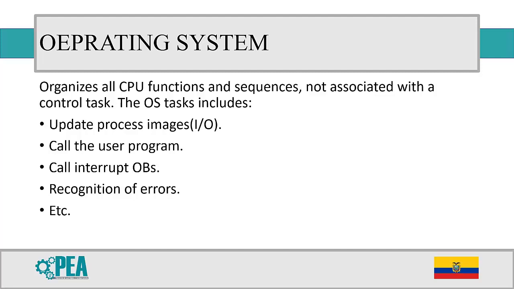Remember that there are two programs, the operating system and the user program. The operating system also handles the interrupt organization blocks and the recognition of errors. As an example, in some PLCs, when you have an electrical error, there will be LEDs that turn red. These are recognitions of errors done by the operating system.